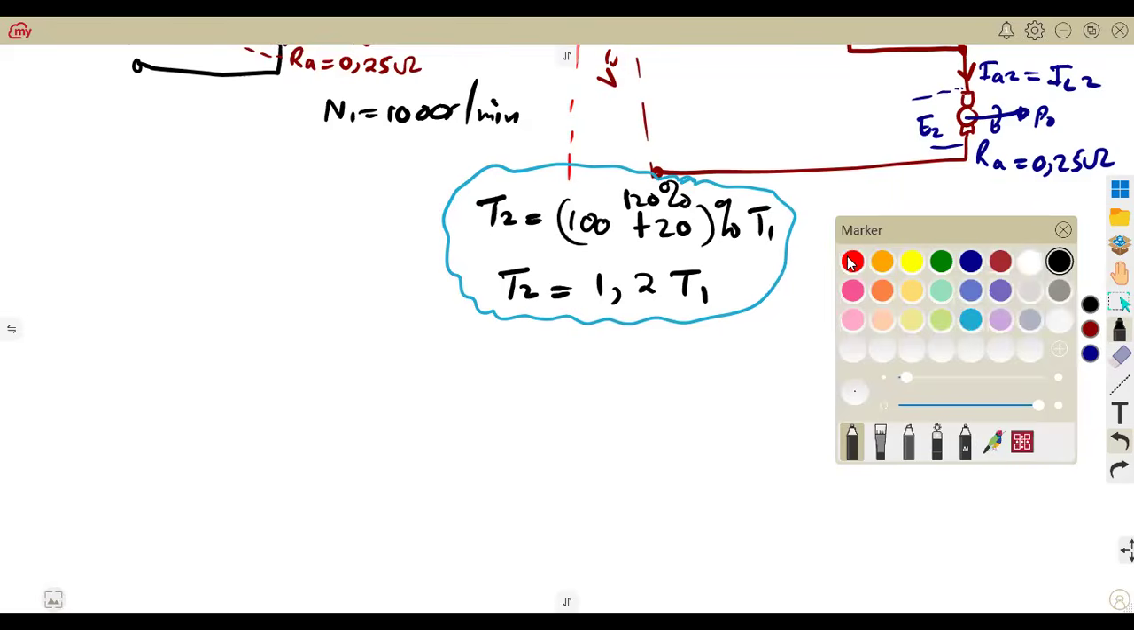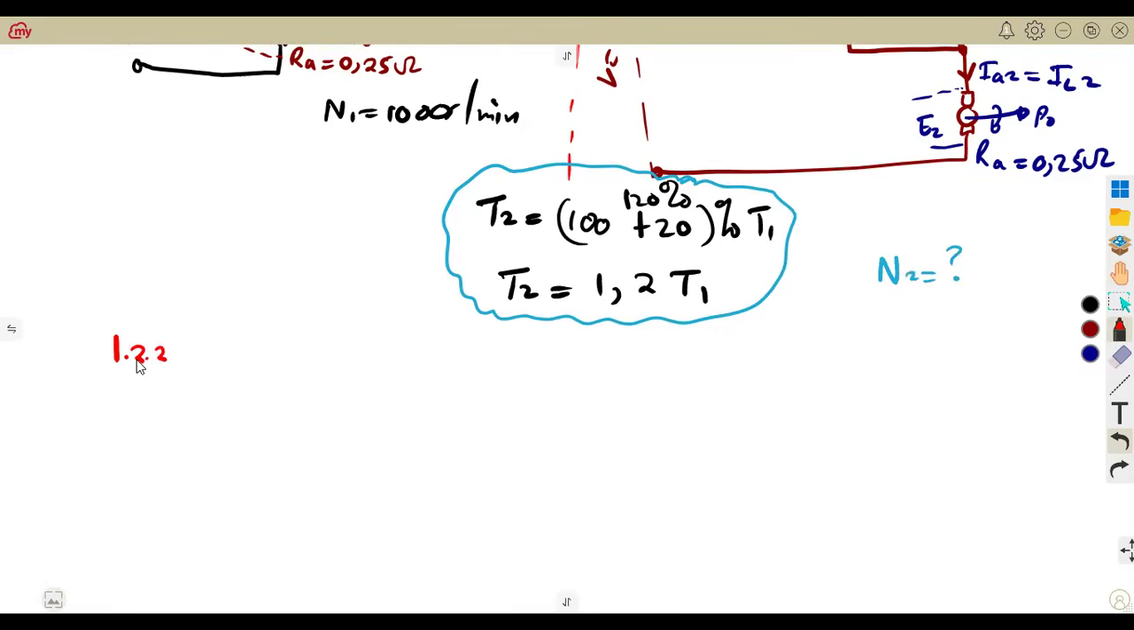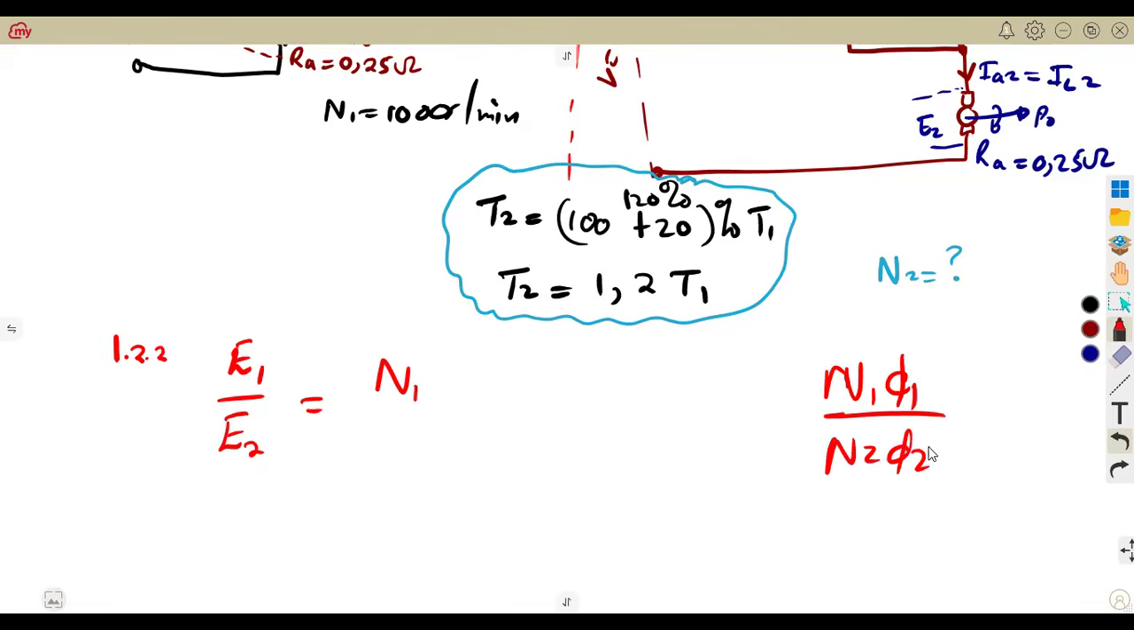Remembering that as we consider speed calculations, the main speed formula always has to play a role. What is your main speed formula? E1 over E2 is equal to N1 over N2. Are we going to use the flux? We are not given the flux. We use N1 flux 1 over N2 flux 2 when you're given it. When you're not given, flux approximates to the field, so you use the field current: field current 1, N2, field current 2. This is where you are.